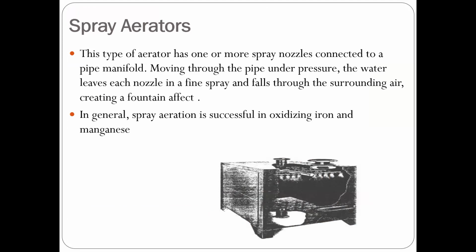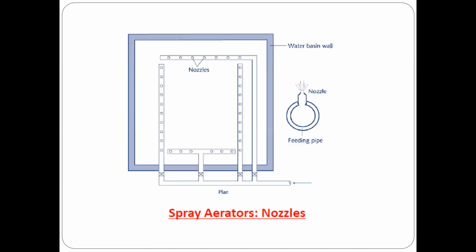In this type of aerator, one or more spray nozzles are connected to a pipe manifold, which I have discussed with you previously. You can see these are the cross pipes, and the spray nozzles are attached to them. Water leaves each nozzle in a fine spray and falls through the surrounding air, creating a fountain effect. In general, whenever spray aeration is carried out, it oxidizes iron as well as manganese. So the spray aerator is the next type.